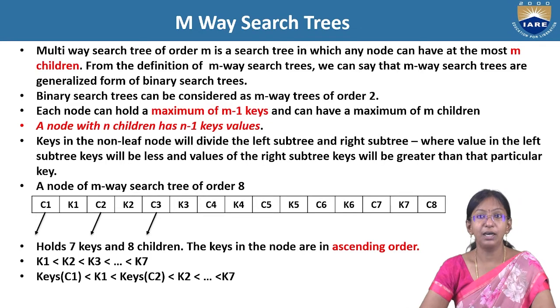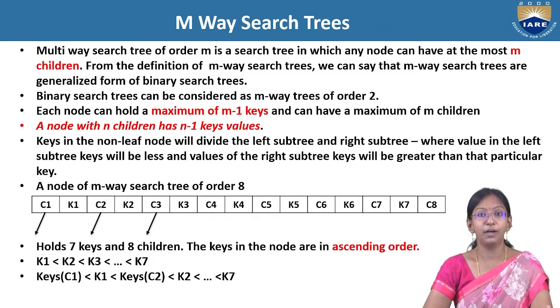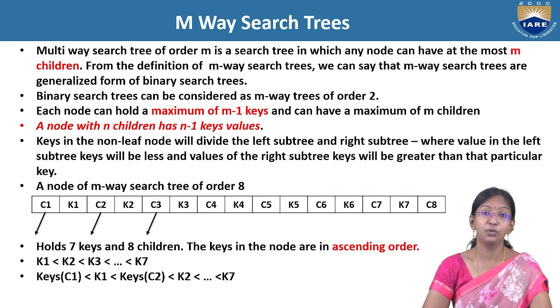In this picture, I have shown you a node with 8 children which is going to hold 7 keys. These 7 keys are placed in ascending order. That means the value of K1 is less than K2, the value of K2 is less than K3 and so on, so the largest value in that node will be K7. Coming to the left and right children of these keys: the left child of a key will have a value less than or equal to that key and the right child will have a value greater than the key. So this is the nature of a multi-way search tree and how it works.